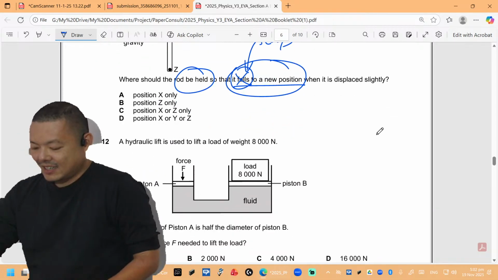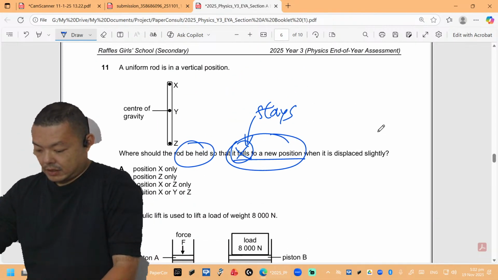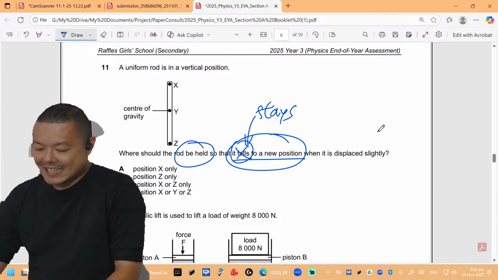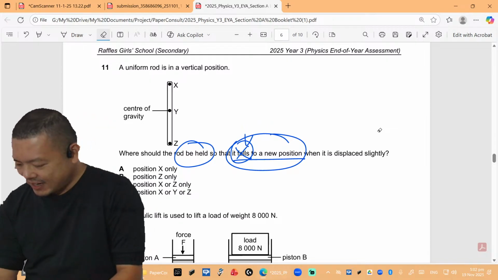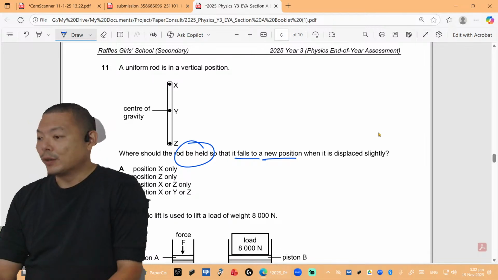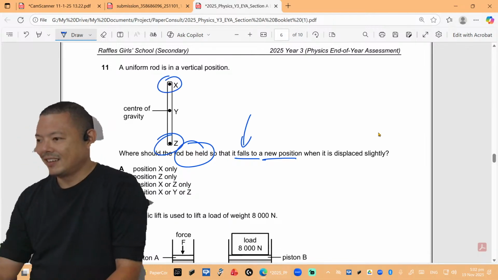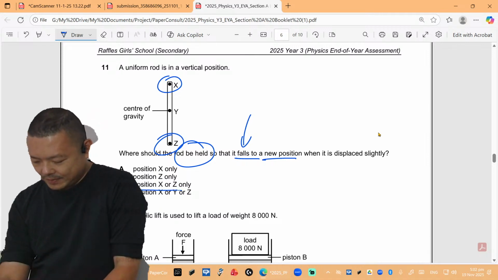So the answer here is, it will be in position Y only, right? Be held so that it falls to a new position. Oh, falls to a new position, not stays. Goodness, I got it wrong. I read it wrongly. Oh gosh. Falls, that means it literally falls. They want it to fall. So X or Z. So the answer is C.